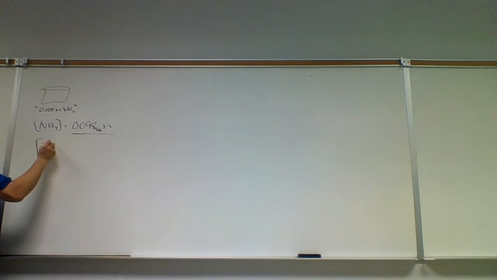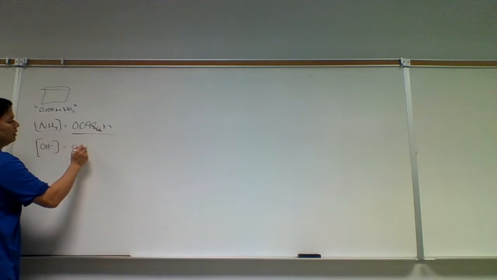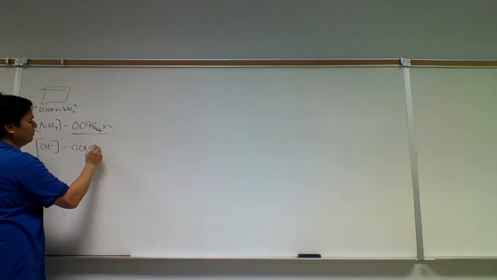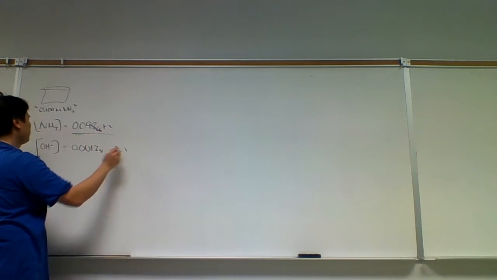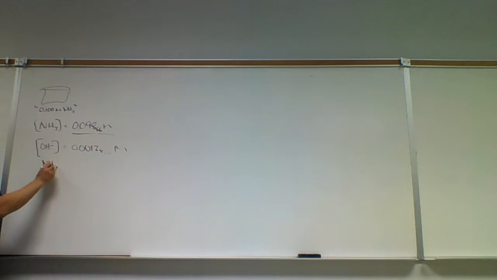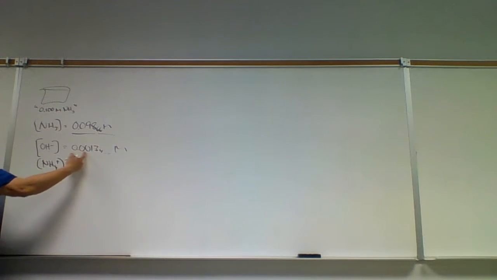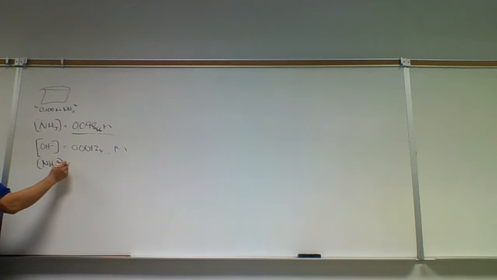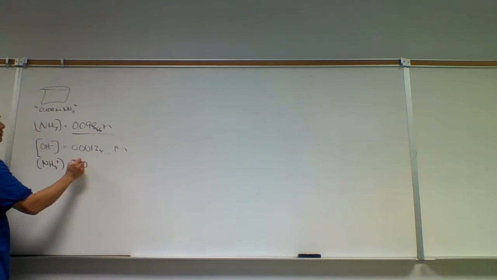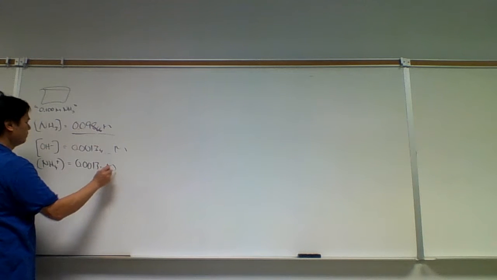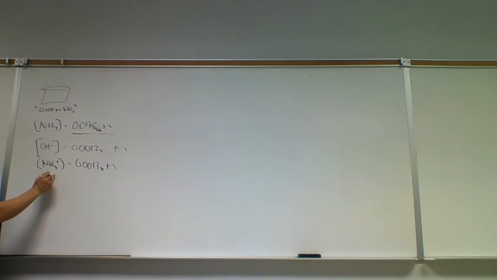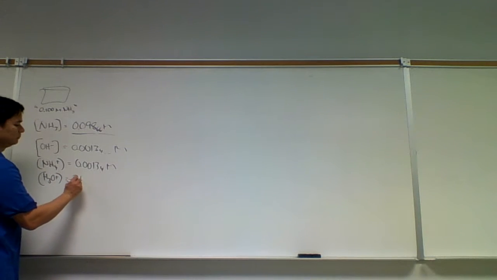All right, the next species here is going to be hydroxide. Hydroxide is going to be present at 0.00134 molar. The hydroxide is going to be a little bit more than this. And then ammonium is going to be at 0.00134 molar. And then the hydronium here is going to be at, what was the hydronium concentration? 7.45 times 10 to the negative 7.